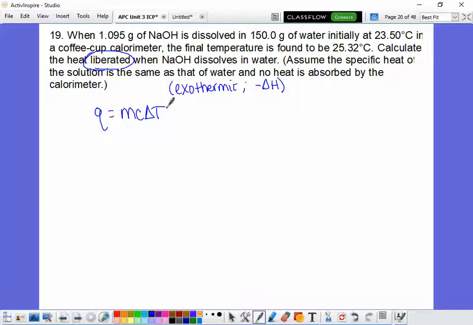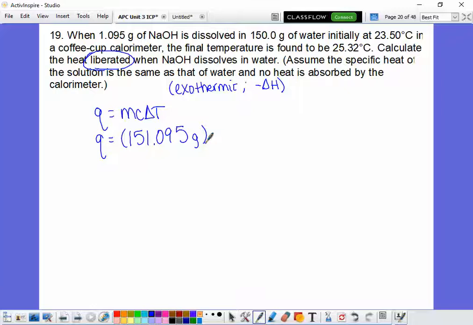What is our M? Yes, M is mass. What is our M in this problem? It's going to be the total mass of both the sodium hydroxide and the water. So our M is going to be 151.095, right? I'm ignoring sig figs for right now. We can deal with it at the end. We're just doing it at the end. Okay.